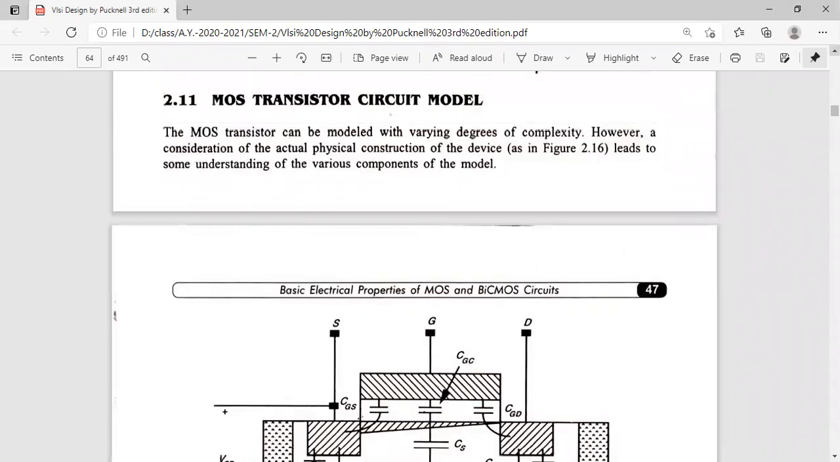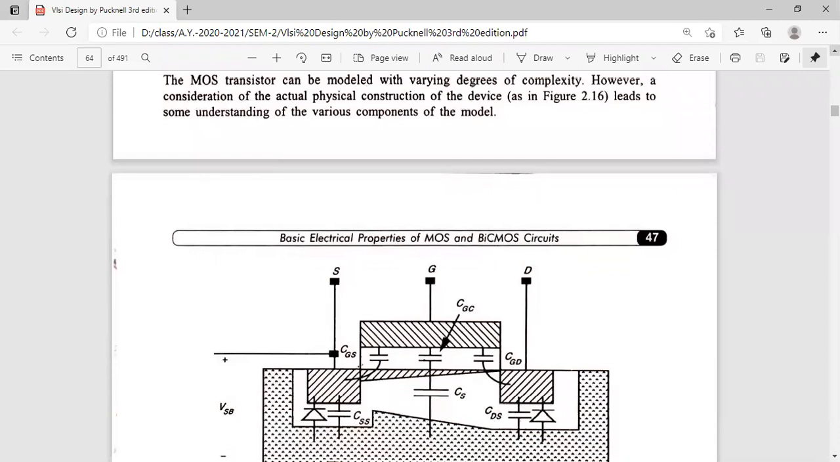So actually, in a MOS transistor, we have different regions, right? Such as source, drain, gate, silicon dioxide, substrate, and some depletion regions and the channels. When we have this many regions, knowingly or unknowingly, those regions will be acting as some diodes or capacitances. So that is the model here.